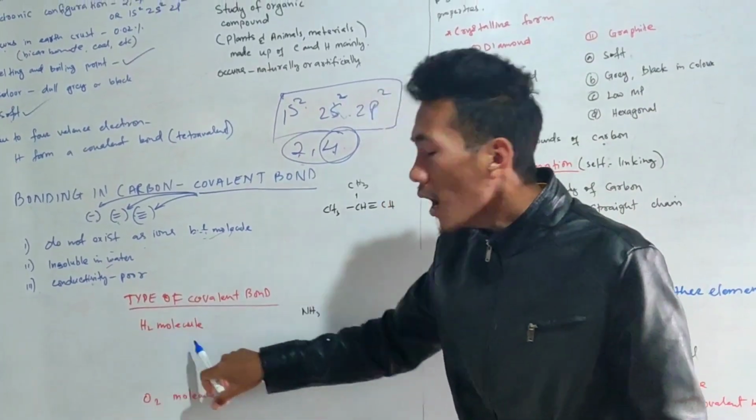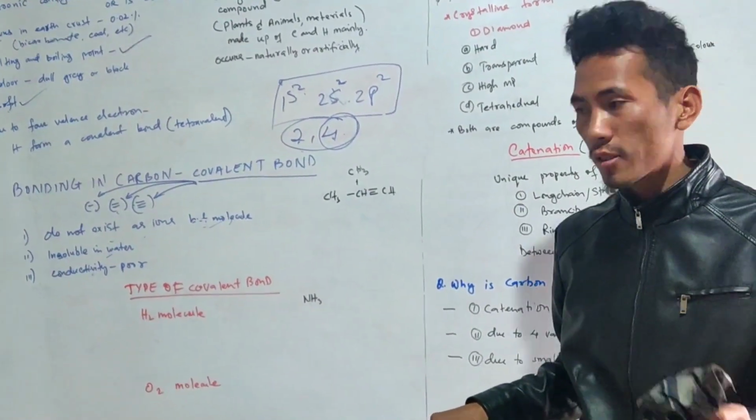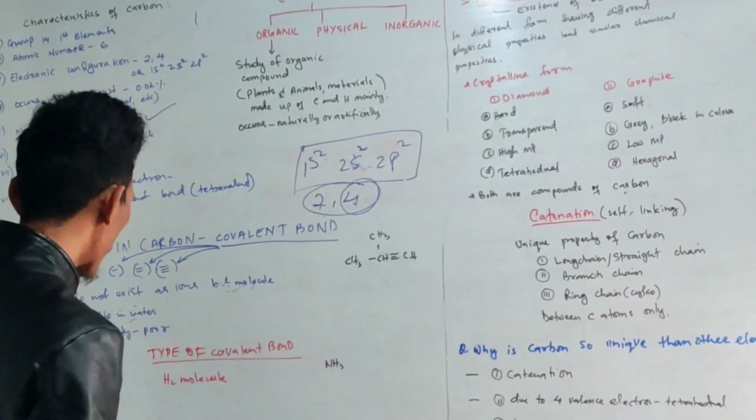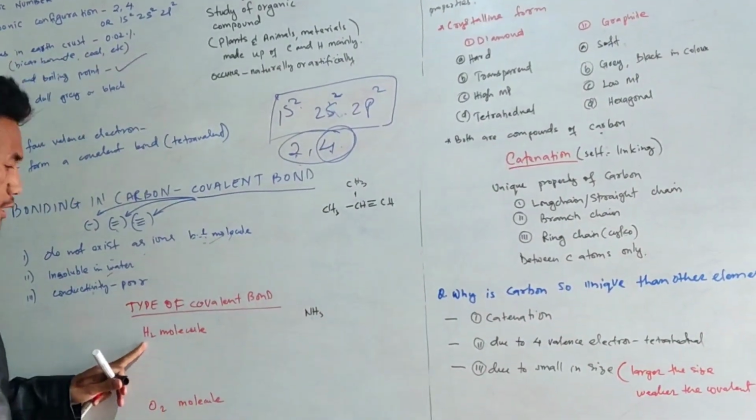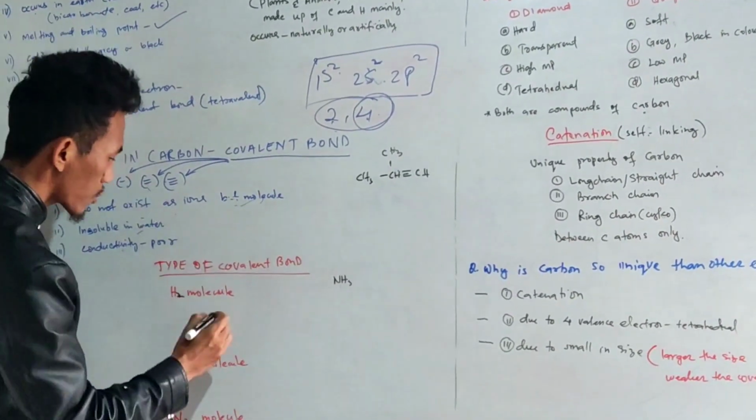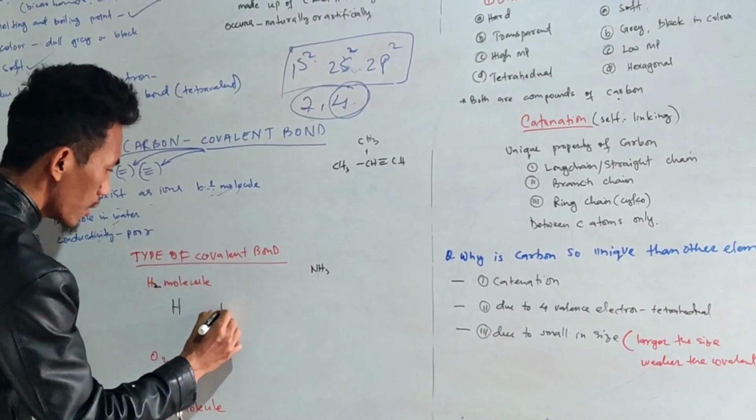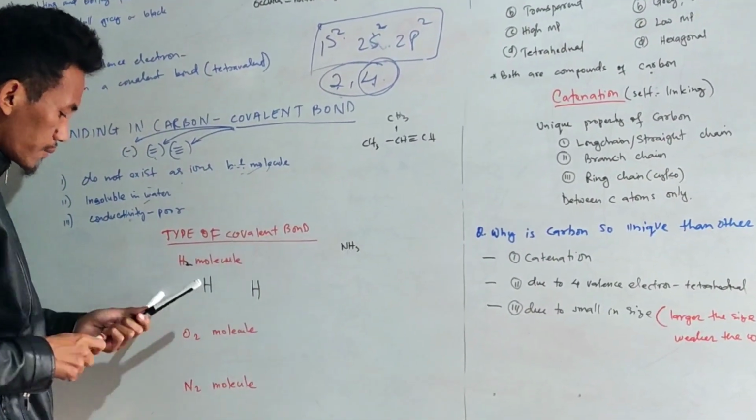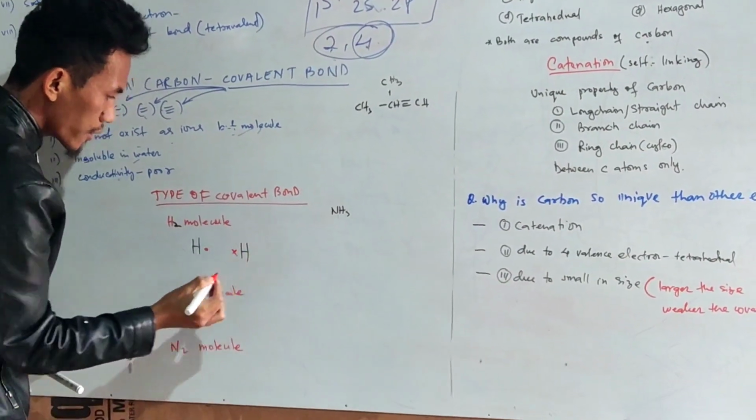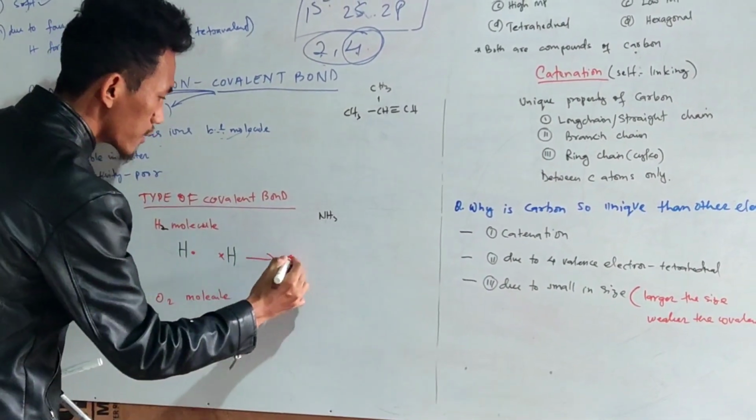Now, how is the H2 molecule formed? Let me write it down. How many hydrogen atoms do we have? We have 2 hydrogen atoms, so we can write 1 hydrogen, 1 hydrogen. Let us assume that this is the 1 electron of hydrogen and this is the other one. We can also write it like this.